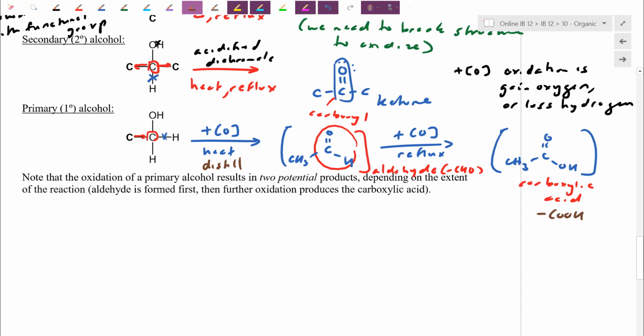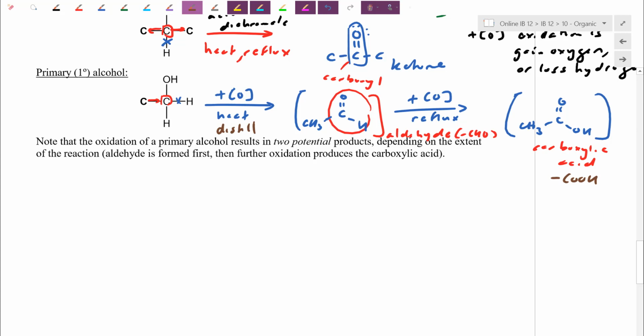It is acidic, so it is going to release hydrogens in water. So I want you to know here, the oxidation of a primary alcohol results in 2 potential products. This is not major and minor. This is more so how far have I oxidized it. One of them is potentially an aldehyde. The other is potentially a carboxylic acid. It just depends on the extent. It depends on how far you push this oxidation onwards. The aldehyde always forms first, and then further oxidation ends up producing the carboxylic acid.